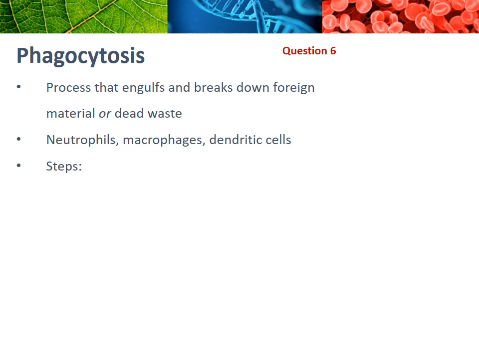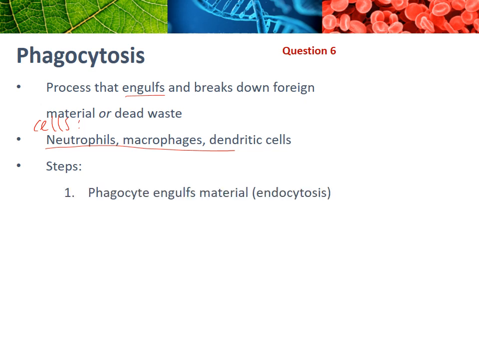You do need to know the process of phagocytosis. So we mentioned before that this is when foreign material or waste is engulfed and broken down. And these are the types of cells that do this process: neutrophils, macrophages, and dendritic cells. I recommend drawing this, or if you're working online, going online and finding a picture of this.